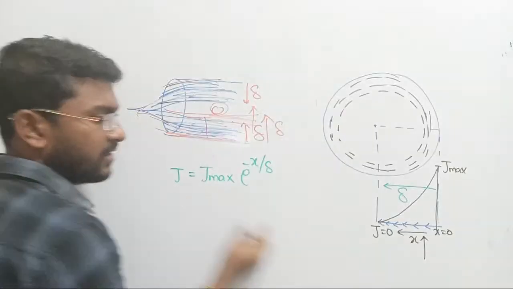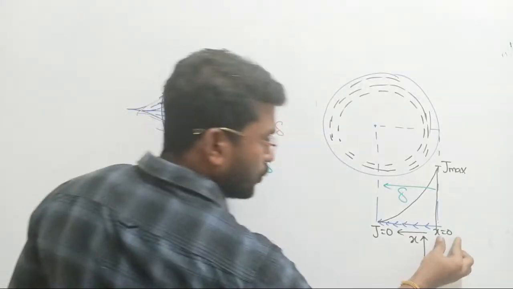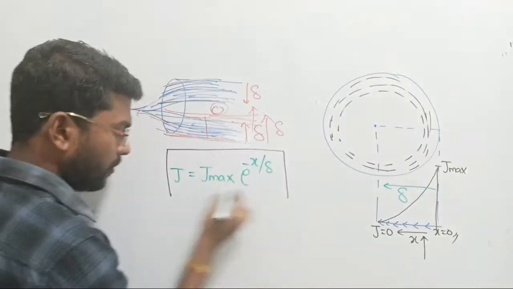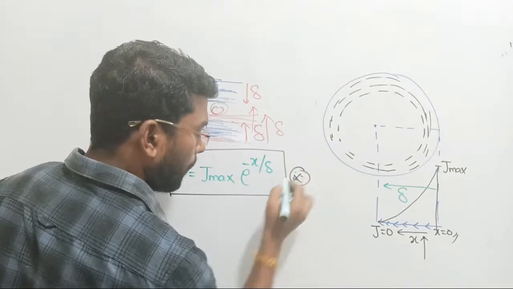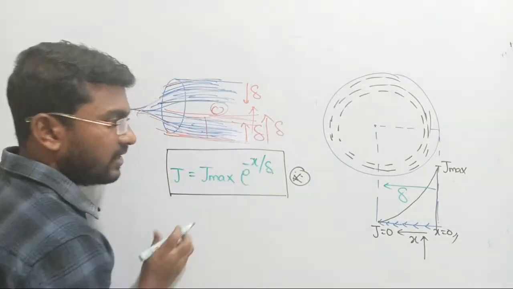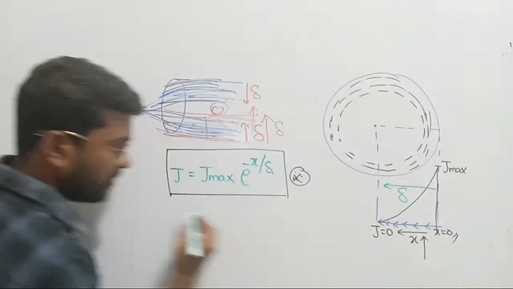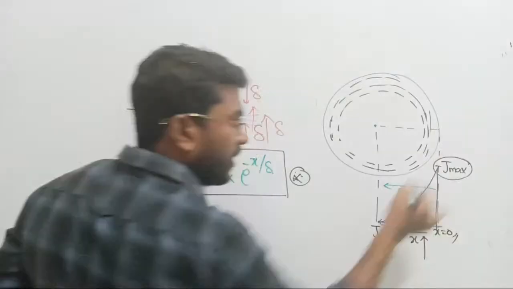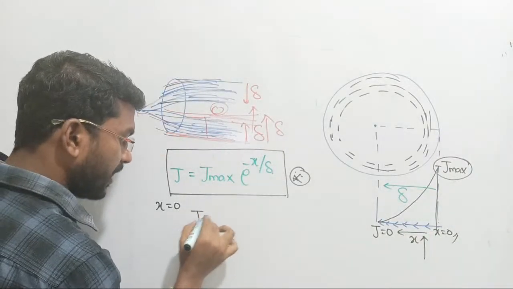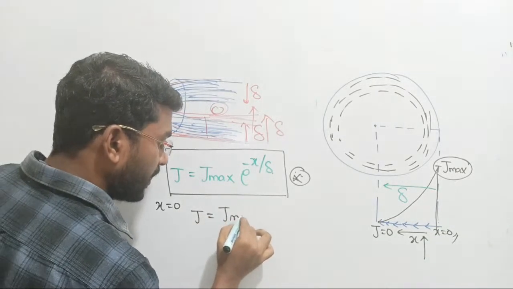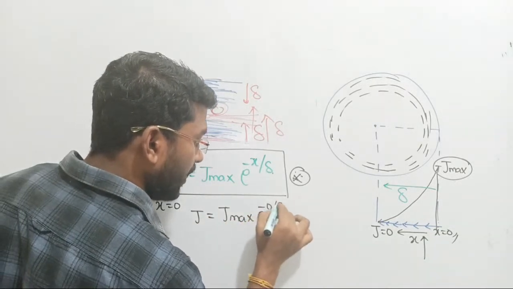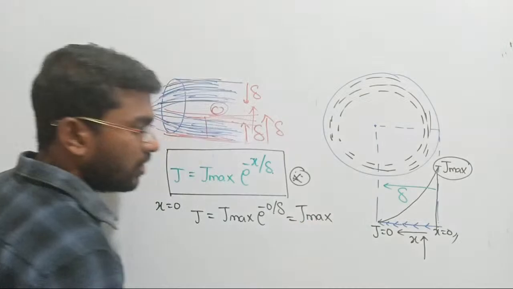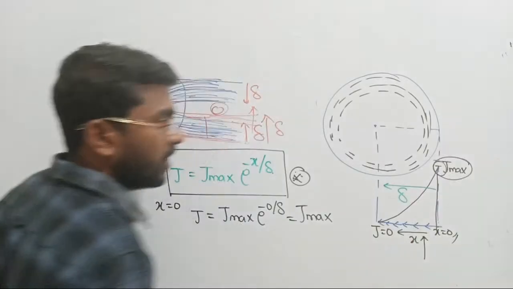We are measuring this current density with the help of distance. First, I will choose case number one. That is the general formula, and the skin effect will decide the distance. Starting, the value of x will be 0, the outer surface, where current density will be maximum. So J is equal to J max into e power minus 0 by delta. What is e power 0? It is 1, so the current density will be equal to J max at the starting moment.